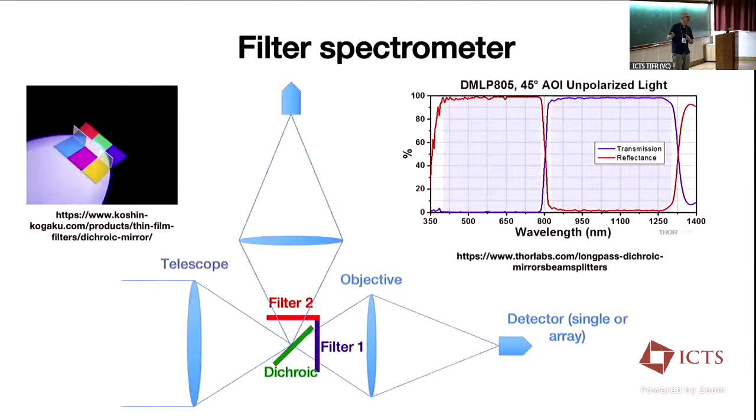Okay. I put a dichroic or even several dichroics. You know what a dichroic is? Okay, it's this here. It's an optical filter that has a cutoff wavelength. So it's transmitting one wavelength and reflecting the other one, or the other way around.